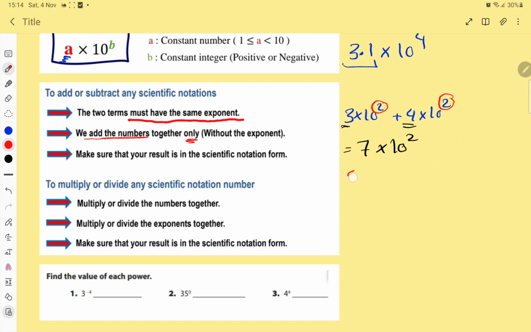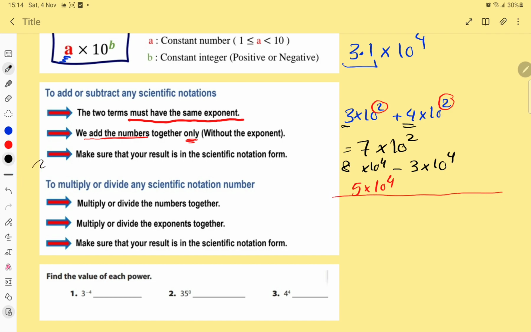For example, if it is 8 times 10 power 4 minus 3 times 10 power 4, subtract 8 minus 3, 5 times. Keep it as it is, 10 power 4 as it is, 10 power 4.